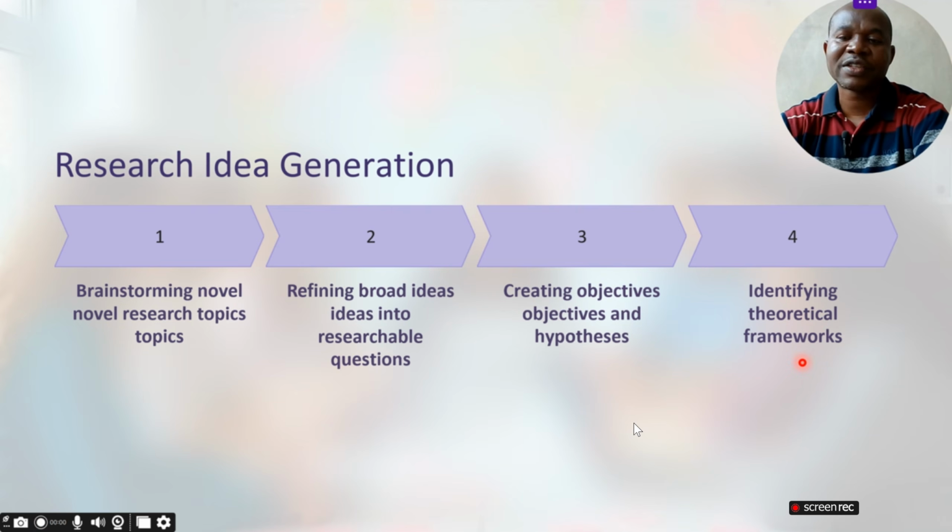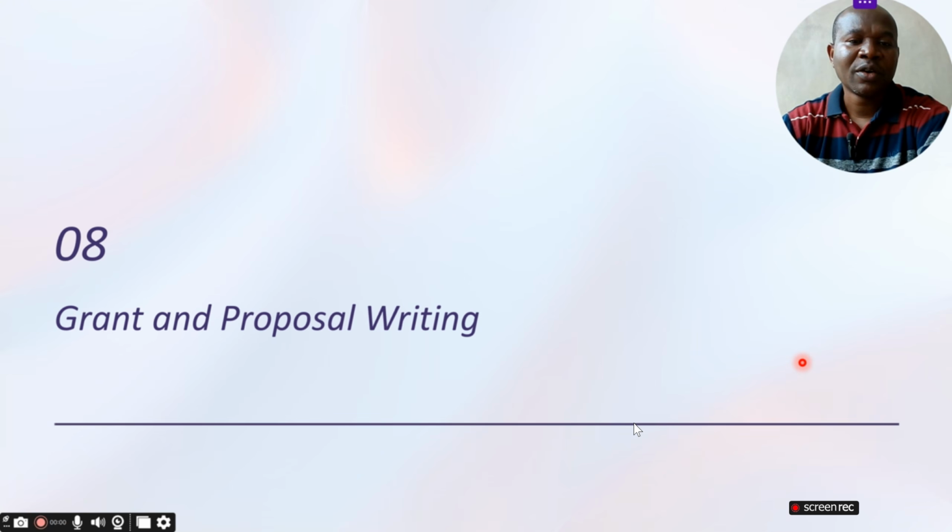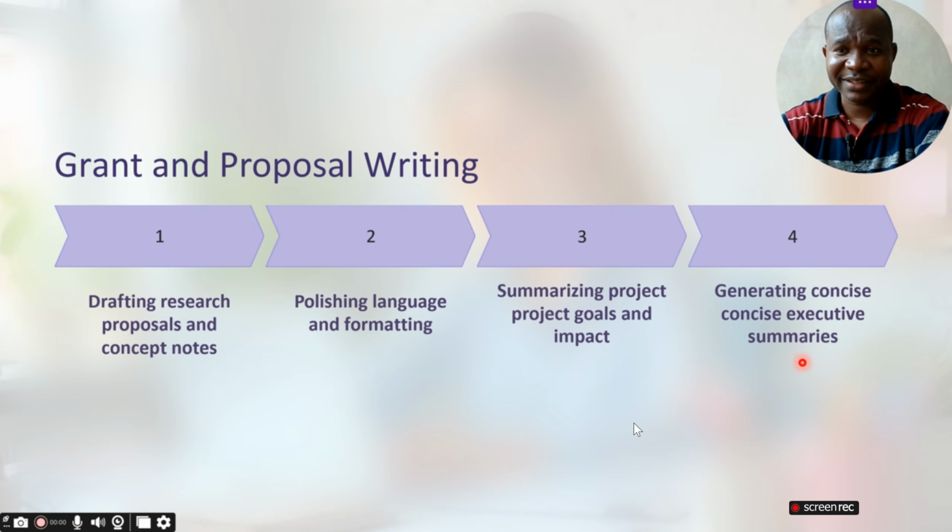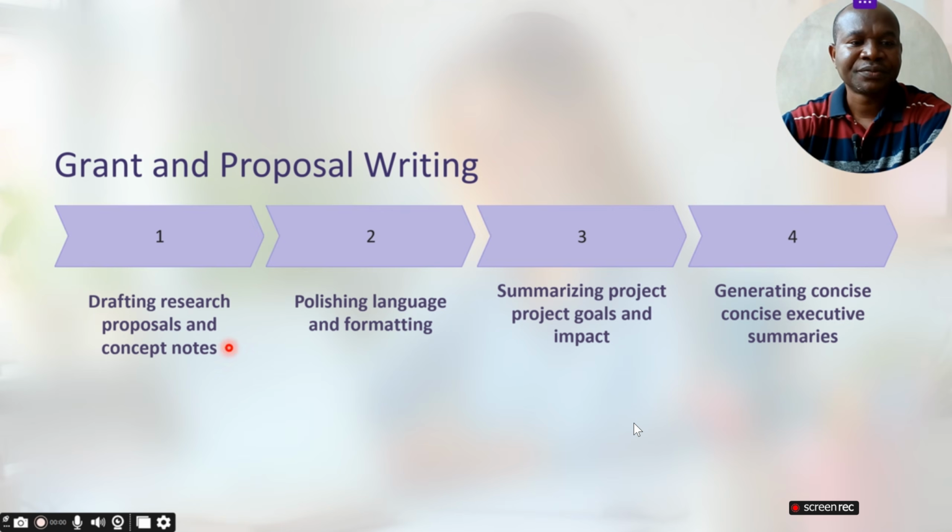How about identifying a theoretical framework? That is the beauty of artificial intelligence. You can generate ideas on your appropriate theoretical framework with artificial intelligence. You see, the beauty of artificial intelligence is that it has found application in different areas of research, including grant and even proposal writing. You can actually generate an initial draft which you can work with. It saves you a lot of time, a lot of days and work hours. You don't have to start from scratch. You can start at a particular level. That is the idea of artificial intelligence.